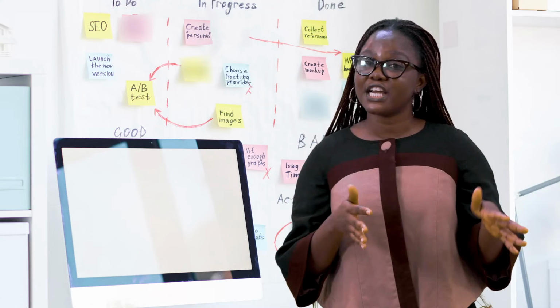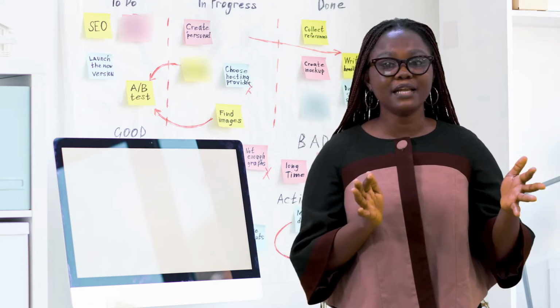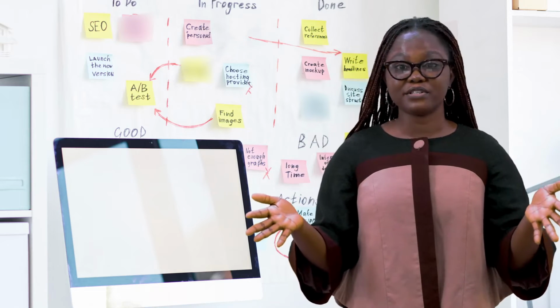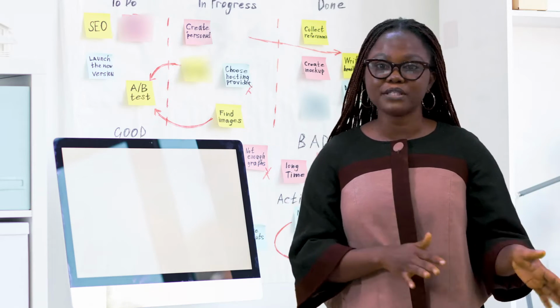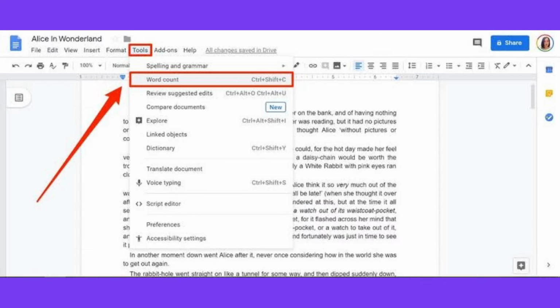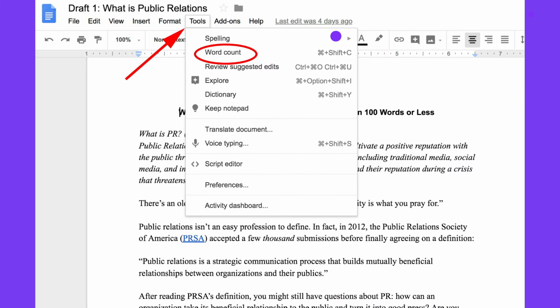Once you have the first edit down, go through it again to match your word count if you have a specified one. If you're writing on Microsoft Word, the word count is at the bottom left on the page. On Google Docs, though, you can check your word count by clicking Ctrl-Shift-C or Command-Shift-C if you're using a Mac.